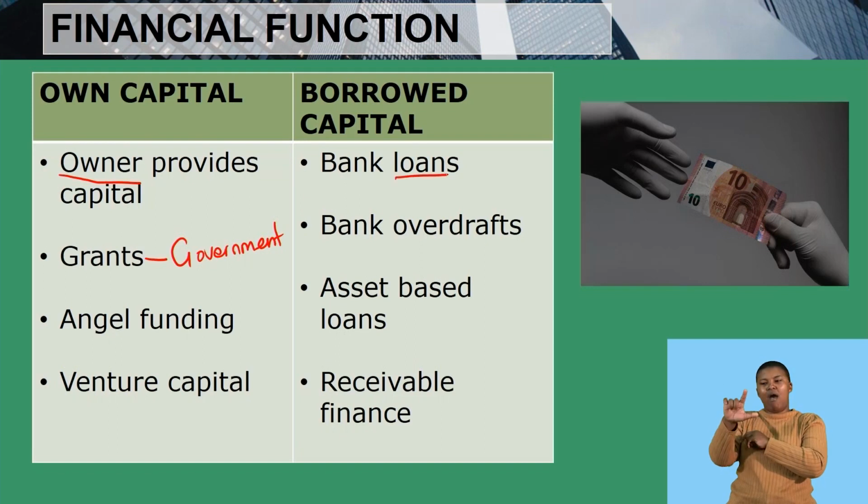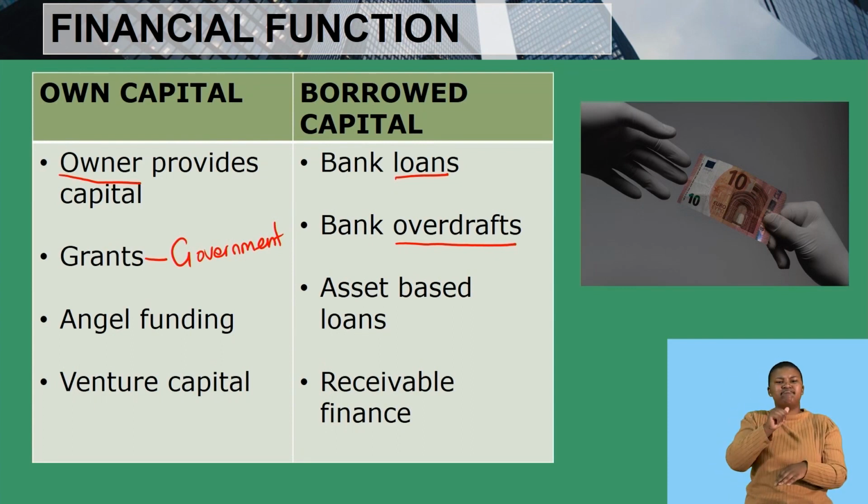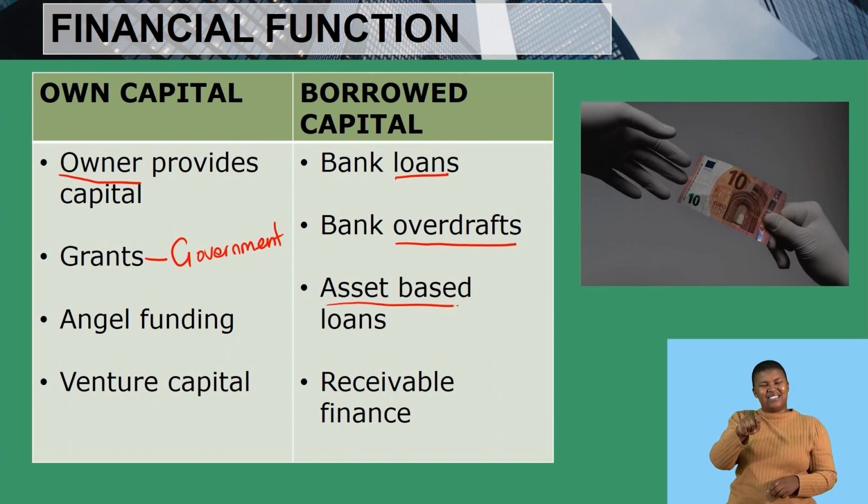Examples of borrowed capital can be a loan from a bank, or even if we have overdraft facilities, which allows us to use more money than we actually have in the bank. Asset-based loans, where we give some of our assets, like the building we own, as collateral or security for the loan. And then receivable finance, where we have investors that loan us money. So these are different types of money or capital the financial function can acquire for us.